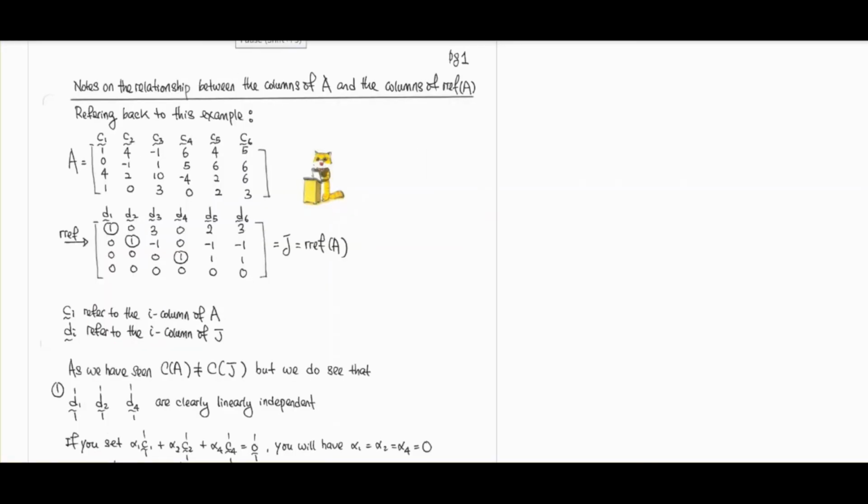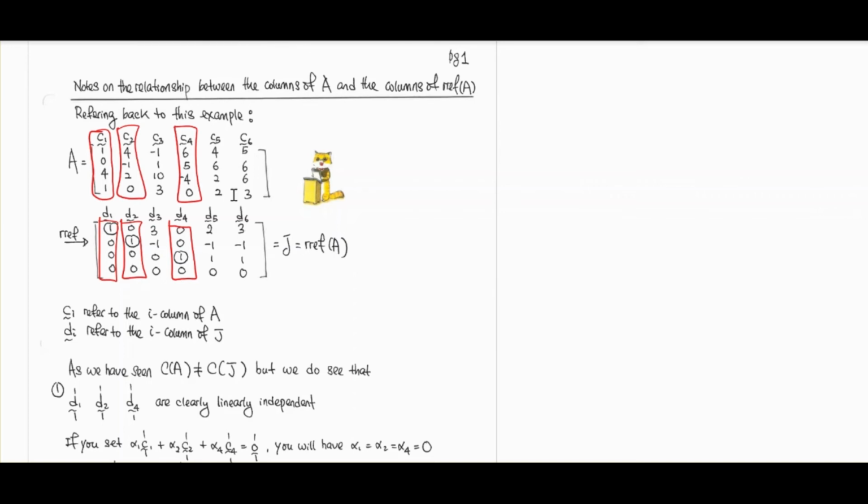All right, the last thing we want to show in this video is the relationship between the column vectors of A and the column vectors of the RREF of A. Recall this particular example from the previous video. We have this matrix A consisting of these 6 column vectors, and you row reduce this to this matrix J, which is the RREF of A. If you eyeball your matrix J, you can very easily see that this column vector is D1, this is D2, and this is D4. They are linearly independent. From the previous video, we know that because of that, the corresponding vectors C1, C2, and C4 are also linearly independent.